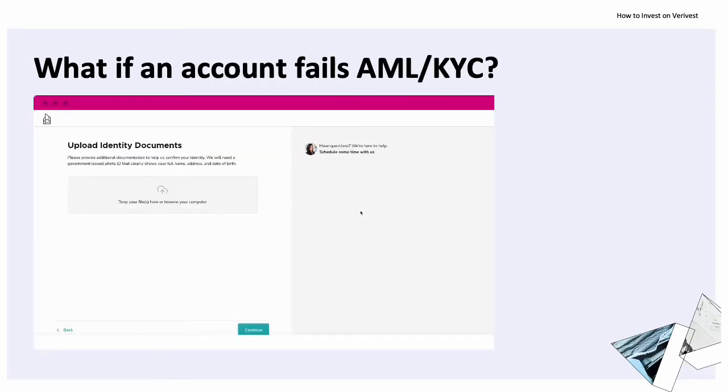What happens if you get a failed or pending identity status displaying on your investment account? You will see a prompt in your account to upload identity documents. You will need to upload a copy of a valid driver's license, state ID, or current passport. Or if you do not see the prompt, you will receive an email from a Verivest team member reaching out to collect your identity documentation. After identity documentation is uploaded, Verivest will review your documentation. Once your identity has been confirmed, your identity status will be updated to verified.